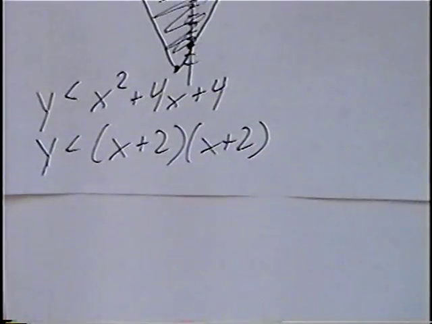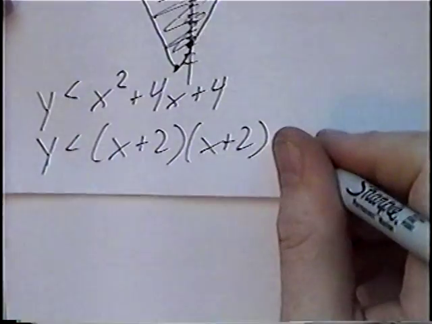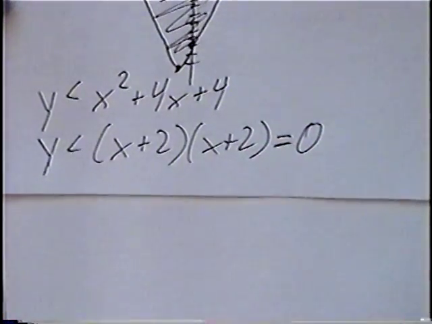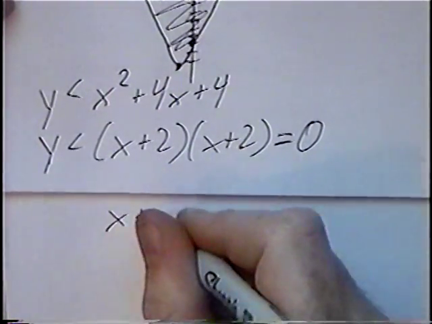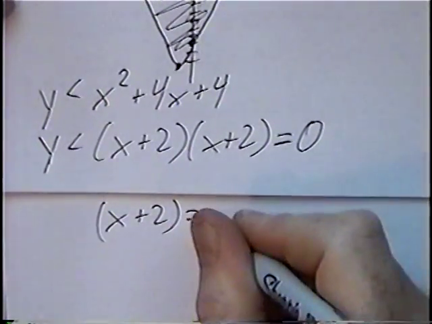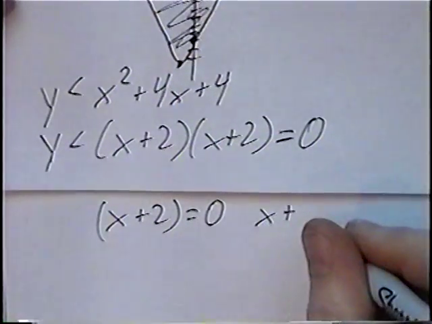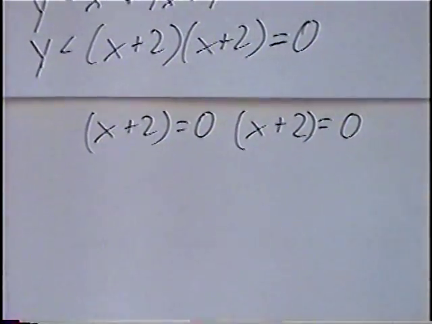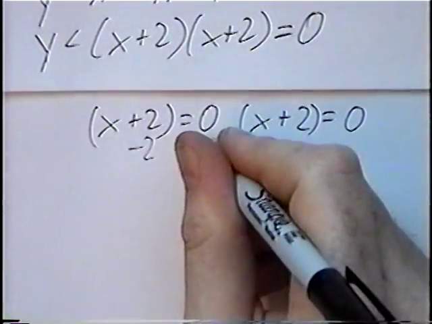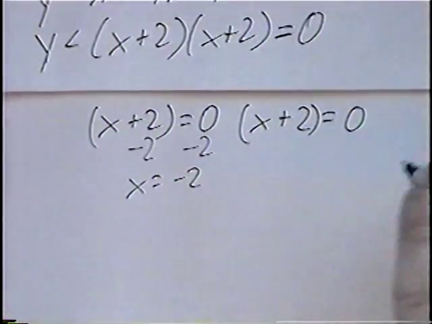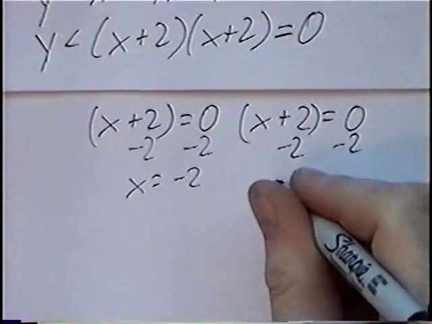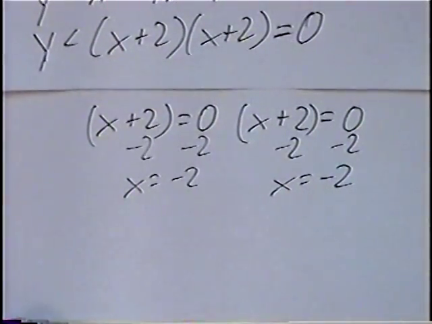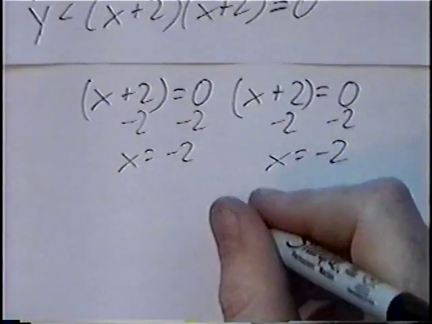After factoring, if you remember from previous sections, we can set these factors equal to 0 to find the x-intercepts or solutions to the graph. So the first parentheses, x plus 2 equals 0, and the second parentheses will be the same, x plus 2 equals 0. Solving each one of these, we'll get the same answer twice, x equals negative 2. If you get the same answer twice, that means there's one solution to the graph, negative 2. It's called a double root, since the root repeats.